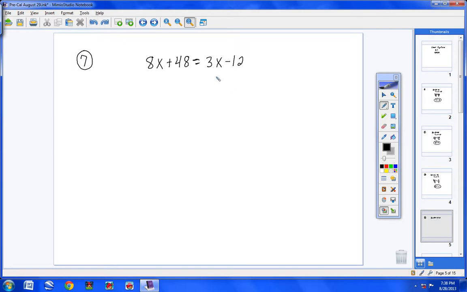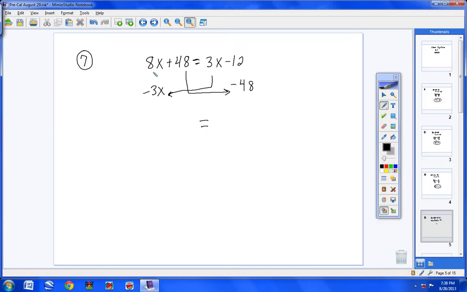Or you can bring the 3x over and make it a negative 3x. I really don't care, okay? Either way, you will get the right answer or you're making a mistake, okay? I'm going to bring my 3x over, and when I do, I'm going to make it a negative 3x. Now that makes sense to me because I want to get my x's on one side. Now see this 48? If I'm getting my x's on this side over here, then I'm going to bring this 48 over here. And when I bring this 48 over, it was a positive 48. Now it's a negative 48. So I'm going to bring down my equal sign.